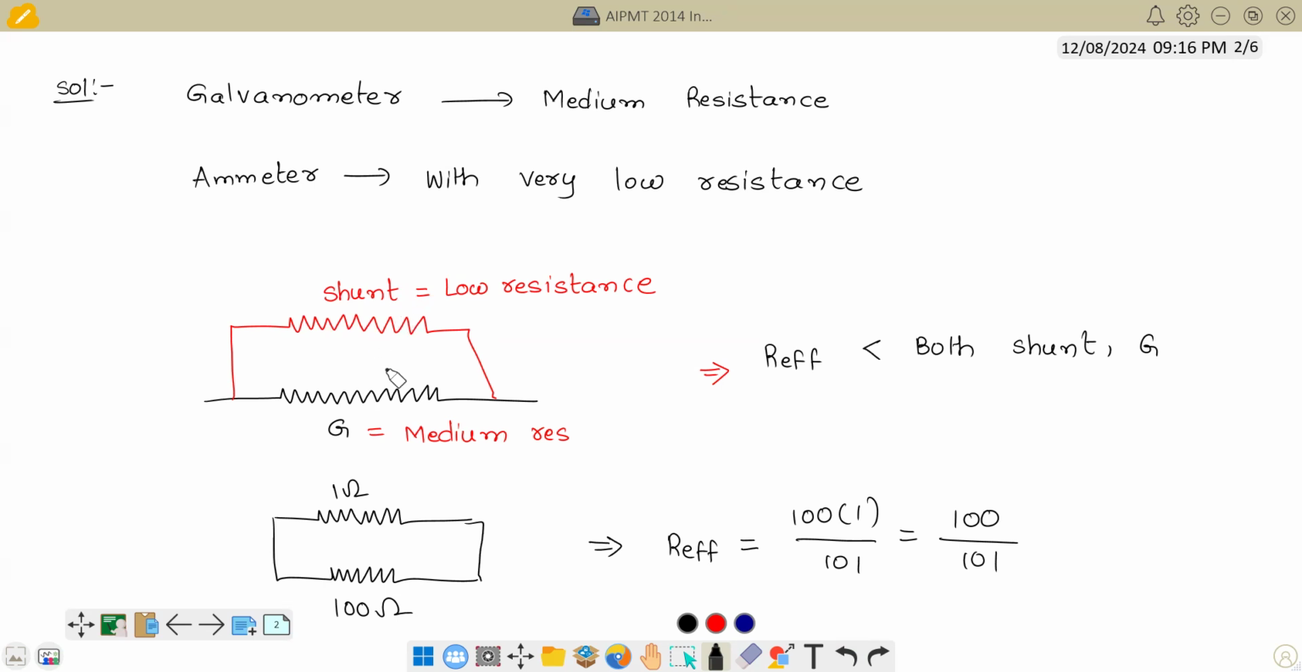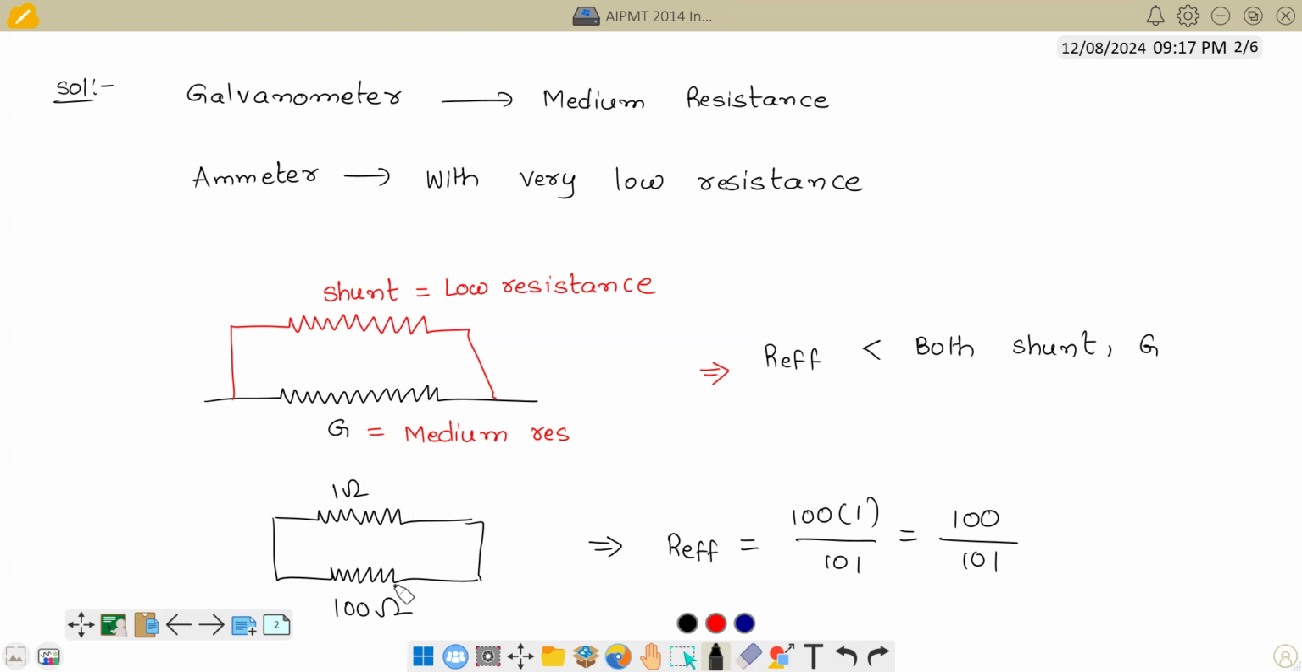Why? Because this is a property of parallel resistors. If you connect two resistors in parallel, their effective resistance, their R effective, would be lesser than both the resistances. For example, let us take the resistance of galvanometer as 100 ohm and the resistance of the shunt as 1 ohm. Their R effective is 100 by 101, which is lesser than 1 ohm.